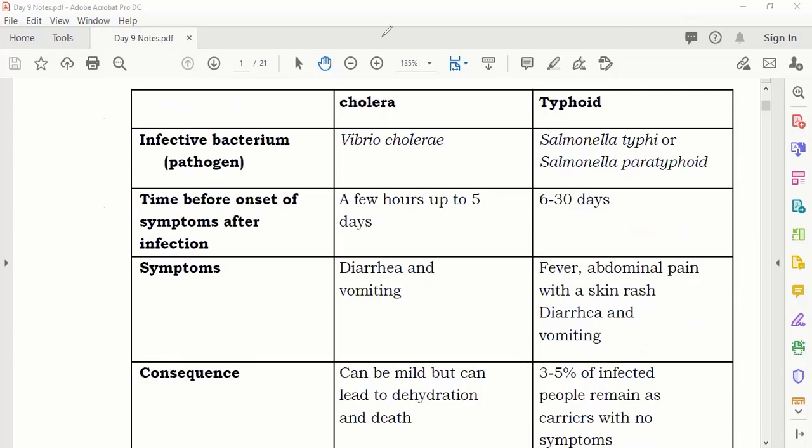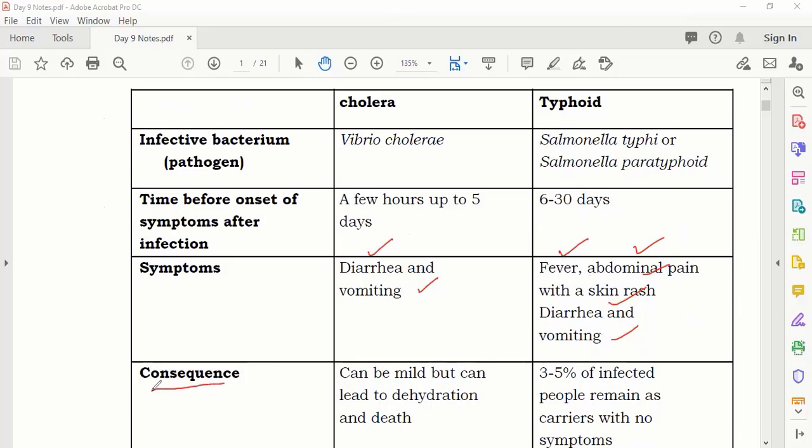After that, what are the symptoms that appear in a person? As I told you, it is diarrhea and vomiting in cholera, and in this you have fever, abdominal pain with a skin rash, diarrhea and vomiting too. So these are the symptoms.